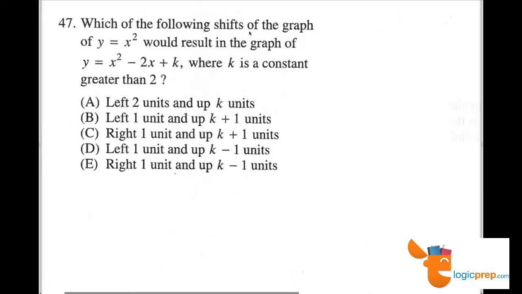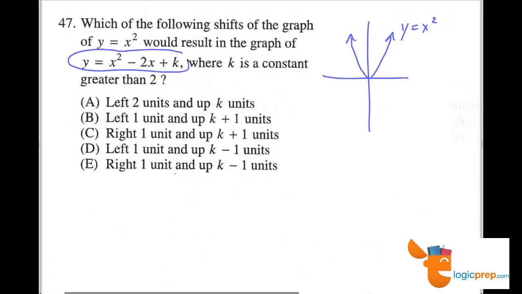Number 47, which of the following shifts of the graph of y equals x squared would result in the graph of y equals x squared minus 2x plus k, where k is a constant greater than 2? Okay, so we're dealing with a parabola, in its most basic form, y equals x squared. We know it's a parabola, the highest degree is 2. So basically, here they're giving us a parabola in standard form.